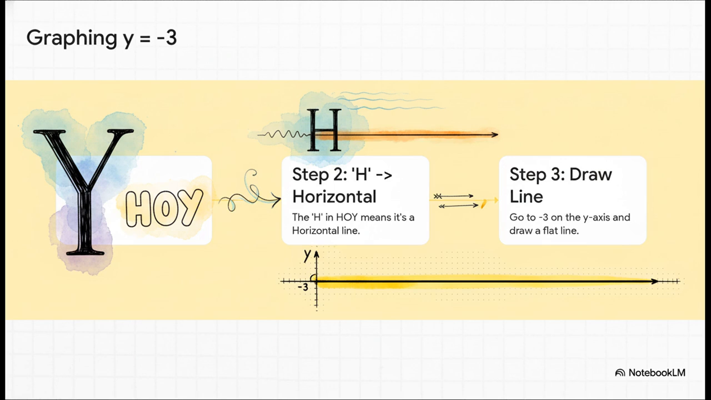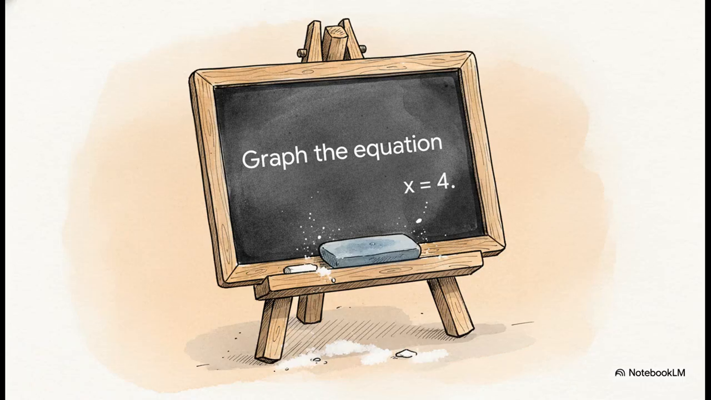Step 1, the equation has a y in it. Right away, your brain should be shouting HOI. Step 2, the H in HOI tells you it has to be a horizontal line. And finally, step 3, you just go down to -3 on the y-axis and draw a perfectly flat horizontal line right through it. Boom, done. No plotting a bunch of points, no calculating slopes, just HOI. Okay, ready for another one?